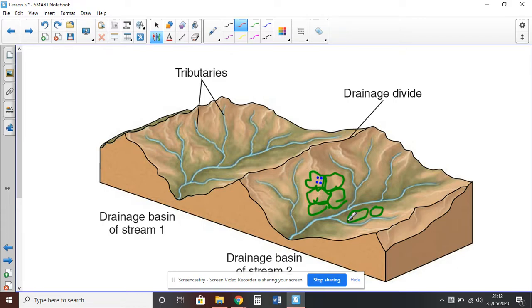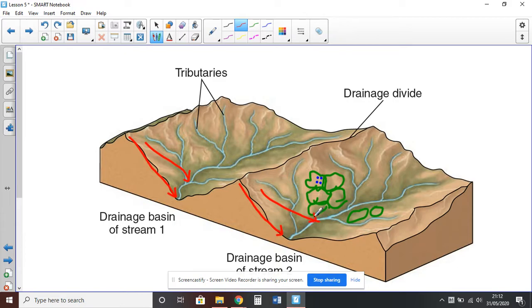Okay. Now, some other things you can see is that the slope here is much steeper in this drainage basin than it is in this one. And because this slope is much steeper, water is going to flow quicker downhill to the river than it will in this drainage basin.